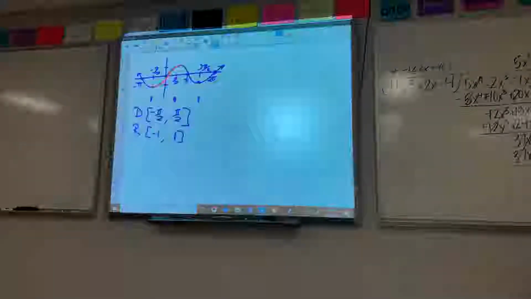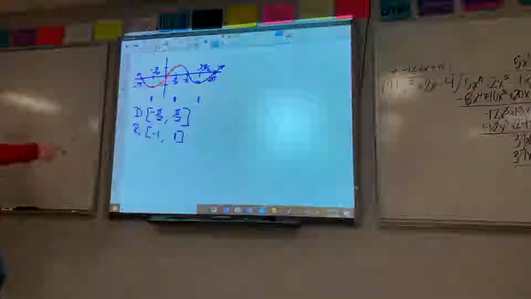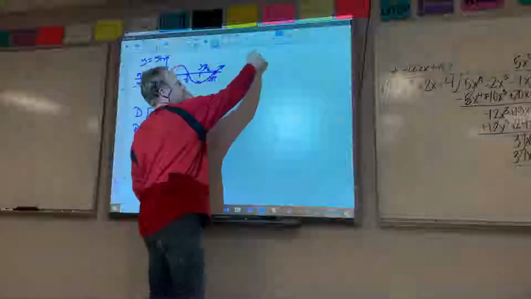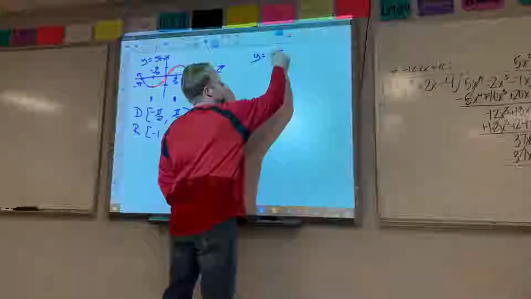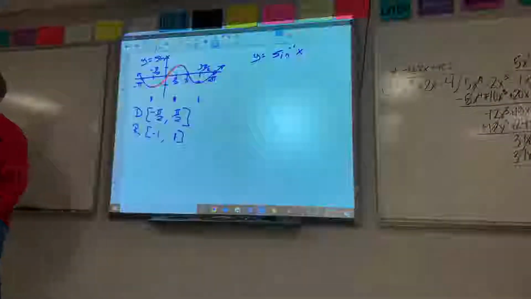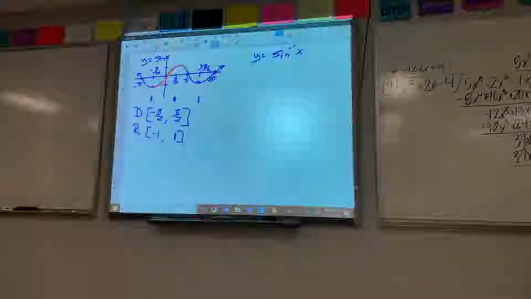All right, so there's the graph of sine. Now let's look at the graph of inverse sine. So this was the graph of sine. Now let's look at the graph of inverse sine. And that's what that little negative 1 up there stands for. It stands for inverse sine.